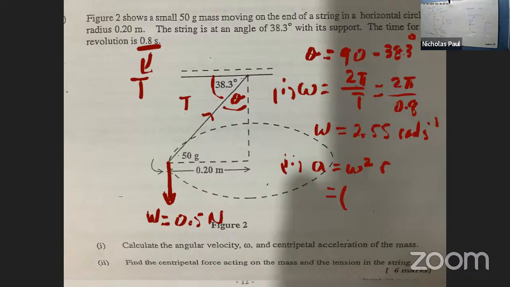So that's 2.55 squared by what r again? What's the radius? 0.5. You could just skip this. And multiply it by 0.5.